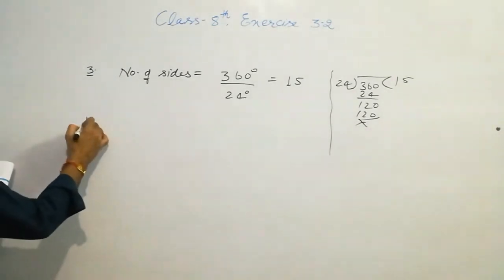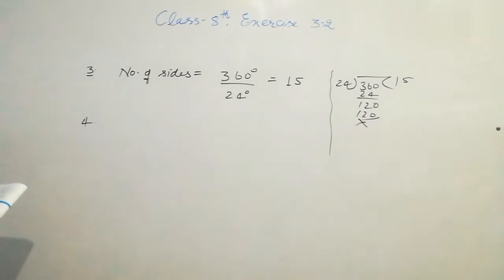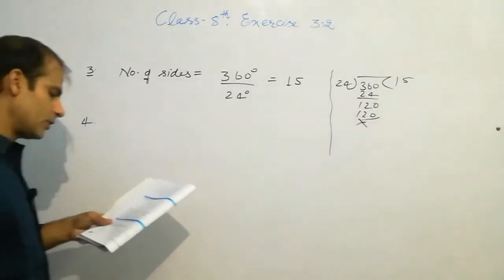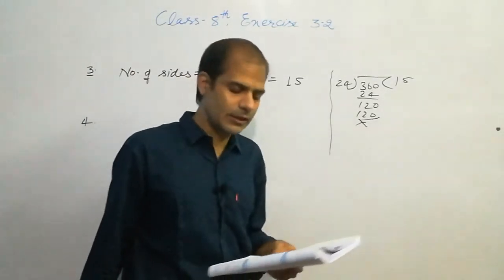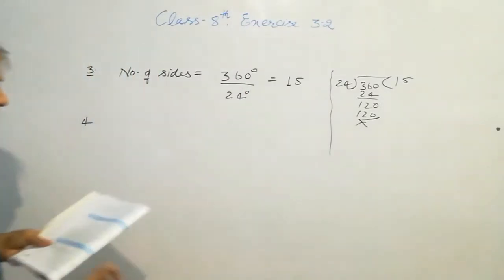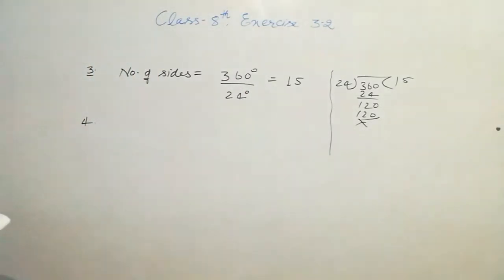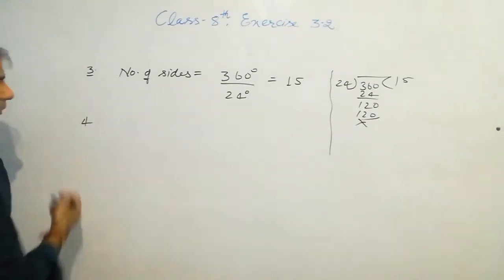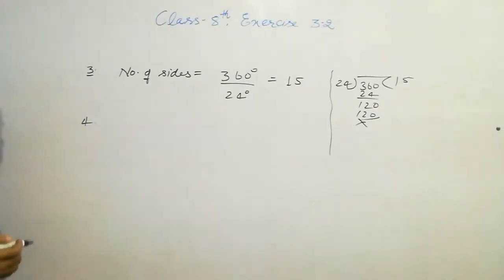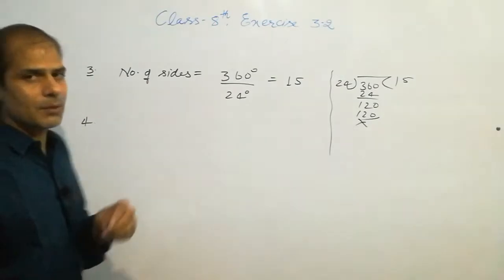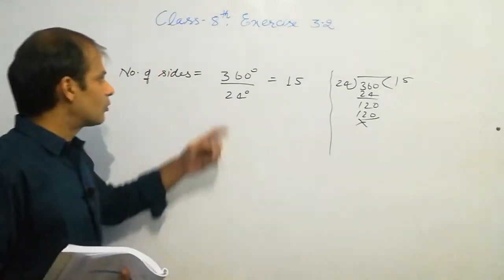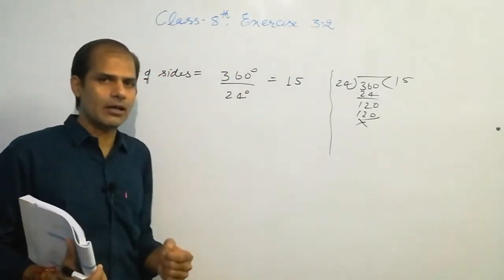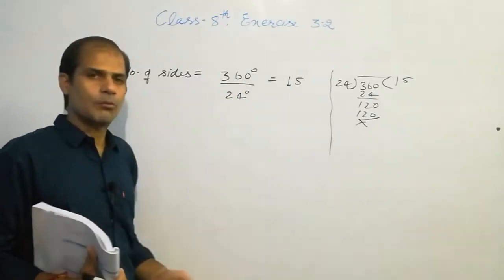And fourth question. How many sides does a regular polygon have if each of its interior angle is 165? Okay students, so 165. Then it is the value of interior angle. Then first you need to find the value of exterior angle. If you know the value of the exterior angle, then you only have to divide 360 degree by that value and you will get the number of sides.